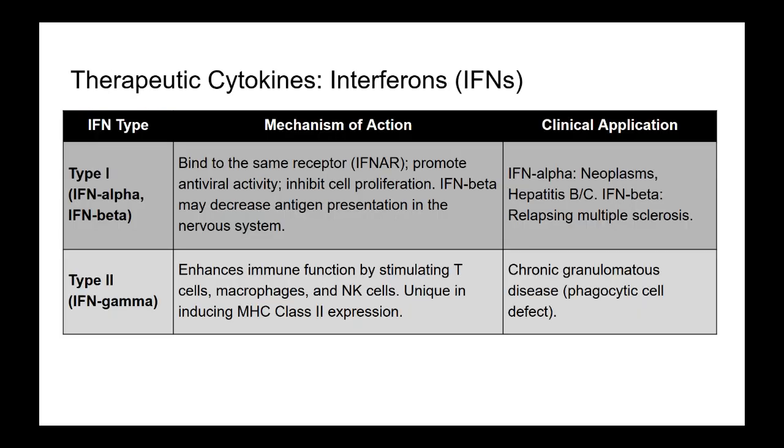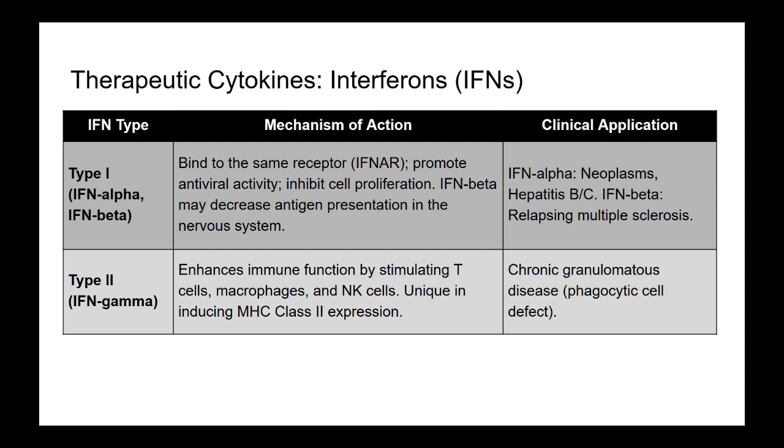Type 1 interferons, such as interferon alpha and interferon beta, bind to the same receptor known as interferon alpha/beta receptor. This binding promotes antiviral activity, inhibits cell proliferation, and increases the expression of major histocompatibility complex class I molecules. Specifically, interferon beta may decrease antigen presentation in the nervous system by counteracting the induction of major histocompatibility complex molecules in glial cells. Clinically, interferon alpha is used to treat various types of tumors, as well as hepatitis B and C infections. Interferon beta, on the other hand, is approved for the treatment of relapsing multiple sclerosis.